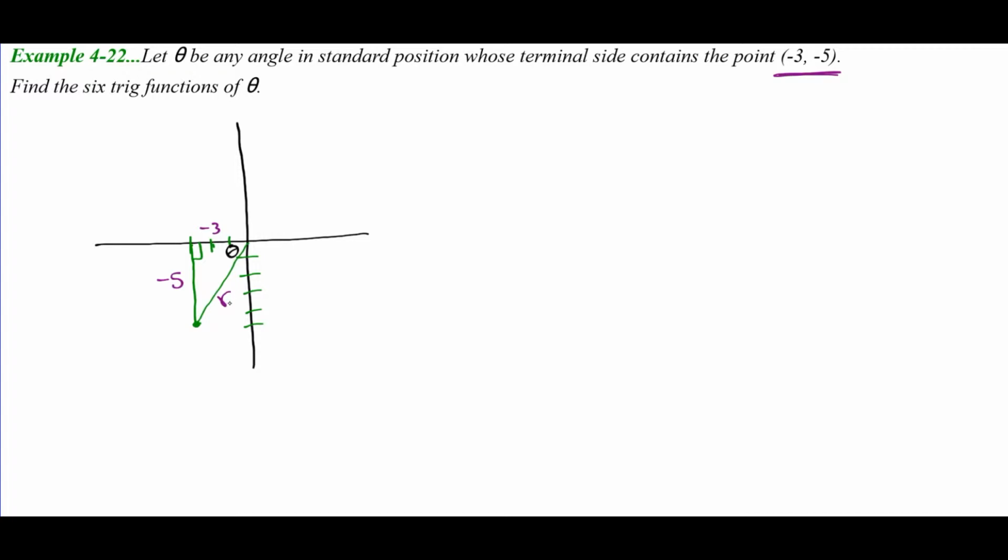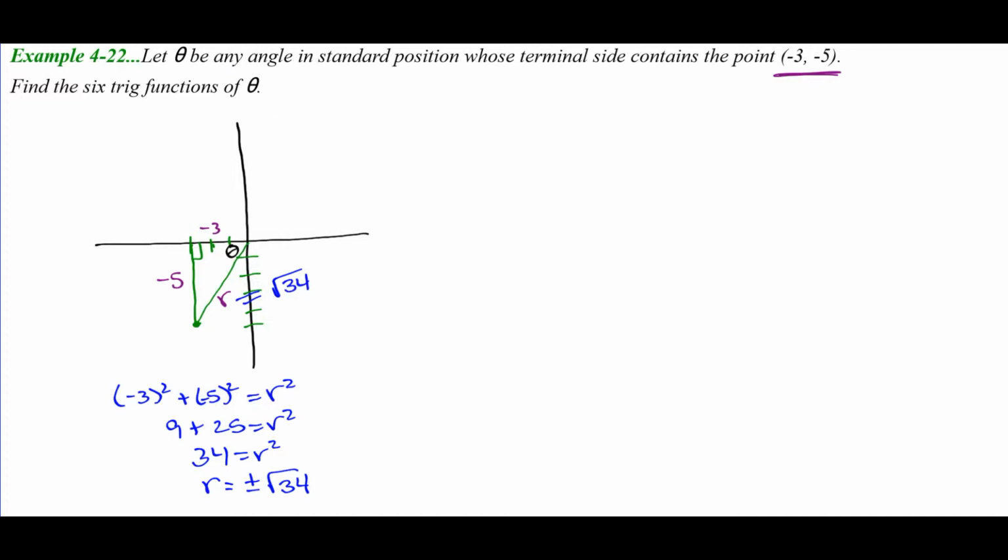So the first thing I want to do is figure out what my radius is. To do that, I'm going to use the Pythagorean theorem. So we're going to go (-3) squared plus (-5) squared equals r squared. So then we get r is plus or minus the square root of 34. Your radius always represents the distance that the point is from the origin. So your radius is always going to be the positive value. So I'm going to get radical 34 there.